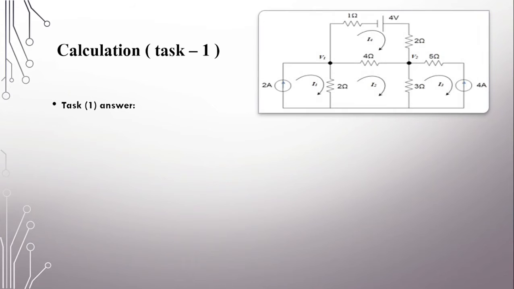Task 1 answer. Here we have the figure 1 circuit. It includes 6 resistors, 1 voltage source and 2 current sources. As you can see here, we have I1 equal to 2 ampere and I3 equal to negative 4 ampere. It is negative because the current path is reversed for I3.